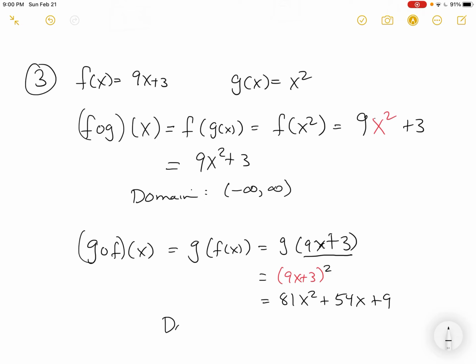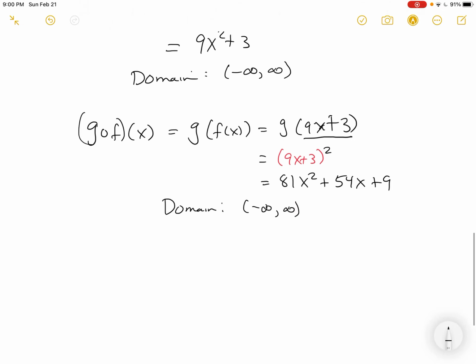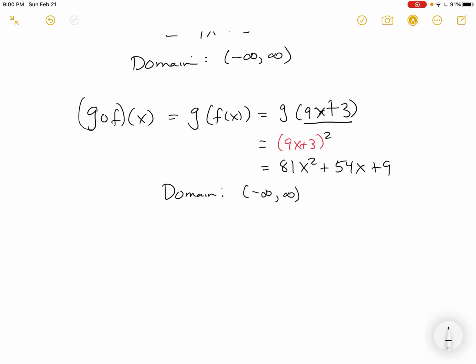What's the domain? Still, are there any restrictions for f of x? No. I can multiply anything by 9 and add 3. Any restrictions for 81x squared plus 54x plus 9? Nope. So the domain's still negative infinity to infinity. Now, when would you have domain restrictions? Of course, you know, whenever you have rational functions or square roots involved, those are where our domain restrictions come in.